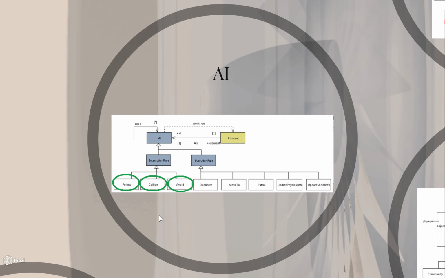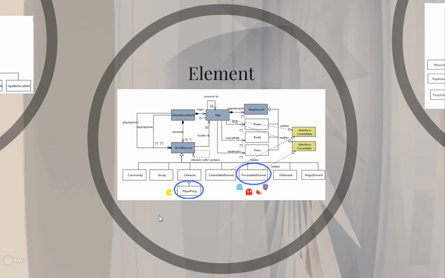For AI perspective, some procedure patterns are included. For instance, we use the follow AI in the real Pac-Man games, indicating an enemy should by default follow the Pac-Man. In element perspective, Pac-Man as a player proxy and the enemy fruits as common visible elements are included.